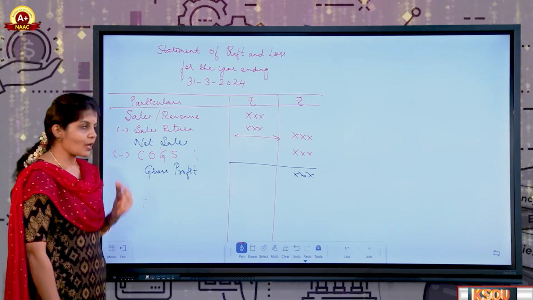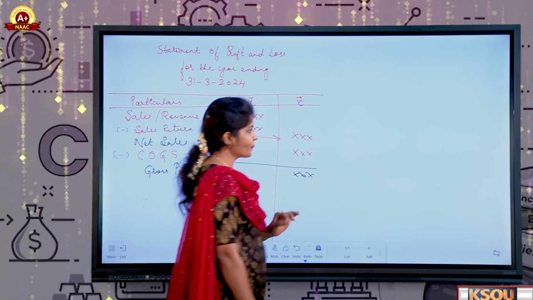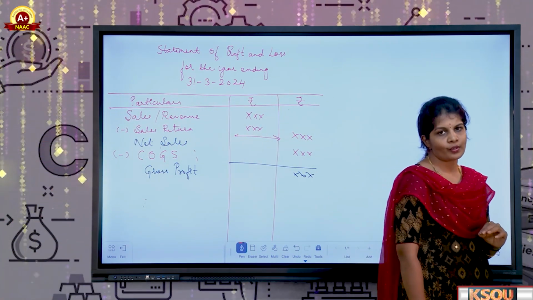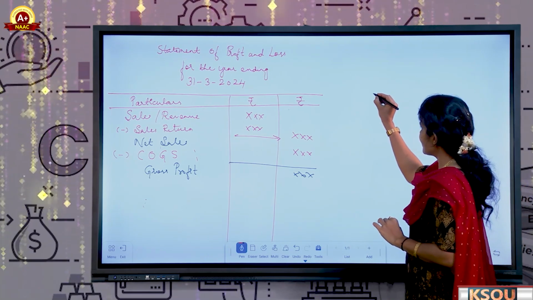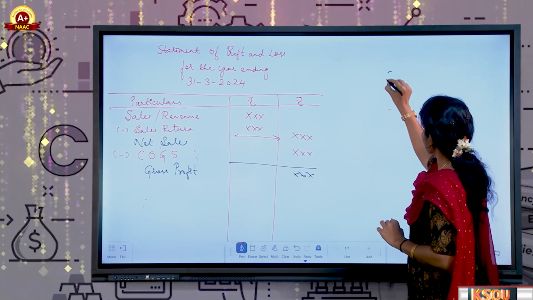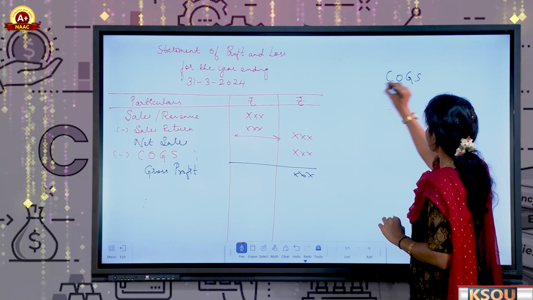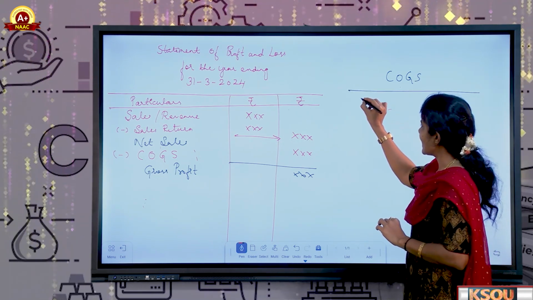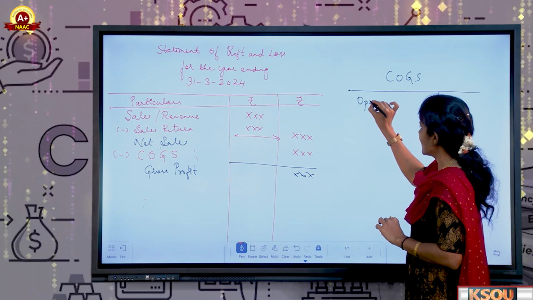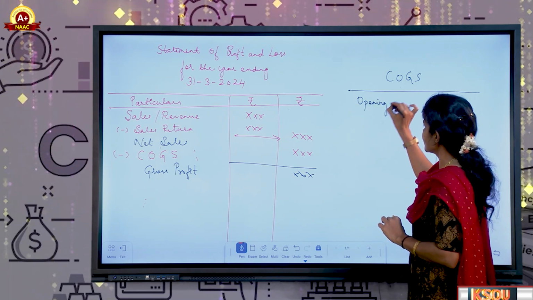See, look at the cost of goods sold. How to obtain this cost of goods sold? How to prepare it is the question. So, cost of goods sold can be calculated like this. For example, we have opening stock. We take opening stock.